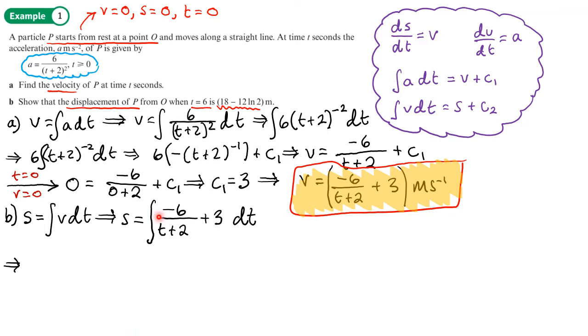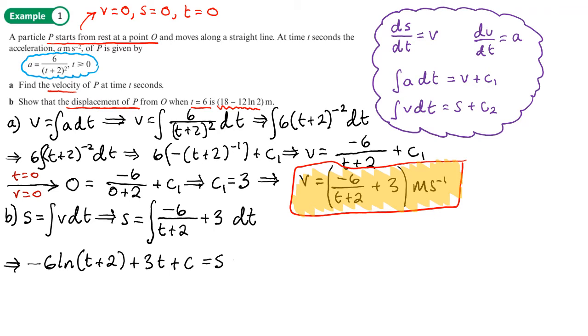Now for this part here, when we integrate it, I'm going to do log of the bottom. So if I did log of the bottom, that would give me 1 over t plus 2. So I've got to times it by negative 6. So the first term integrated becomes negative 6 log t plus 2, and the 3 will just become 3t plus c. Okay, so this is what s equals.